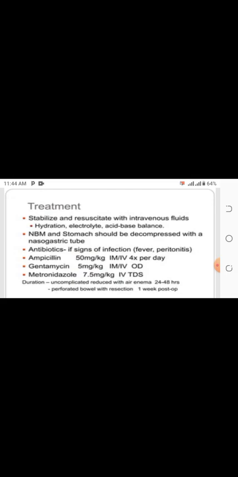In case there is peritonitis, we could give ampicillin 50 milligrams per kg. It could be IM, it could be IV 4 times a day. We could also give gentamicin 5 milligrams per kg, IM or IV once a day. Then we could also give metronidazole 7.5 milligrams per kg intravenously 3 times a day.